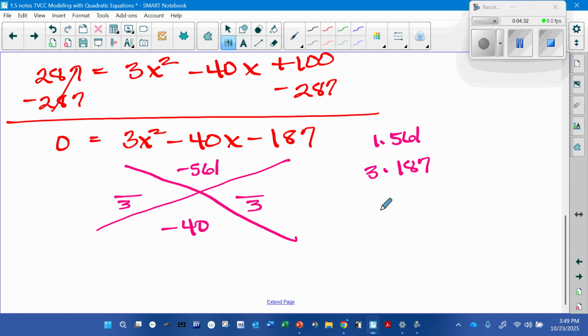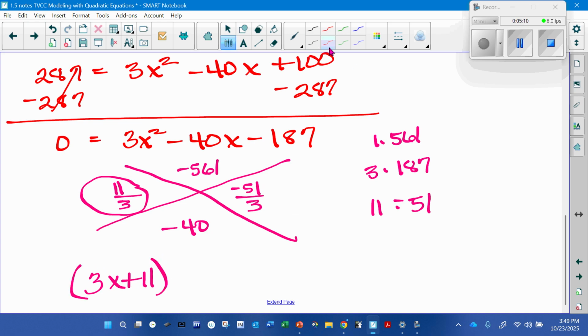187 divided by, let's see, not 187. It was 561 divided by 11. So if I did 11 times 51, so 11 times 51 will give me 561. And if I did negative 51, that'll give me negative 40, because negative 51 plus 11 is negative 40. So we're going to go 11 and negative 51. So now this will not reduce, so this is going to be 3x plus 11.